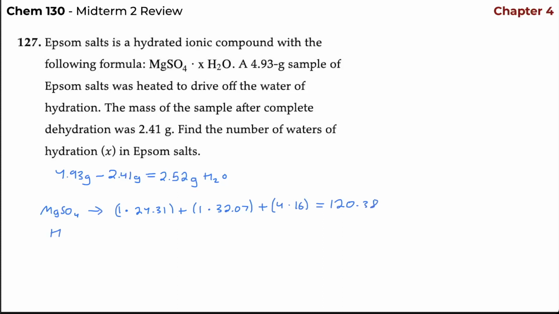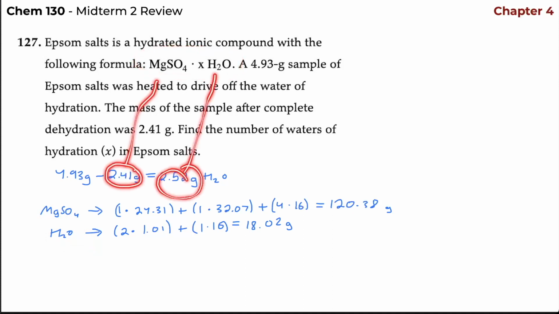And then for H2O, we're going to do 2 hydrogens, each one is 1.01, and then 1 oxygen, which is 16. And that is going to give us 18.02 grams. Right? So now we have the grams of each of these on their own. But here's the thing. In this equation, we have this many grams of this and this many grams of this, right? So the ratio between this and this, we have to find that out.